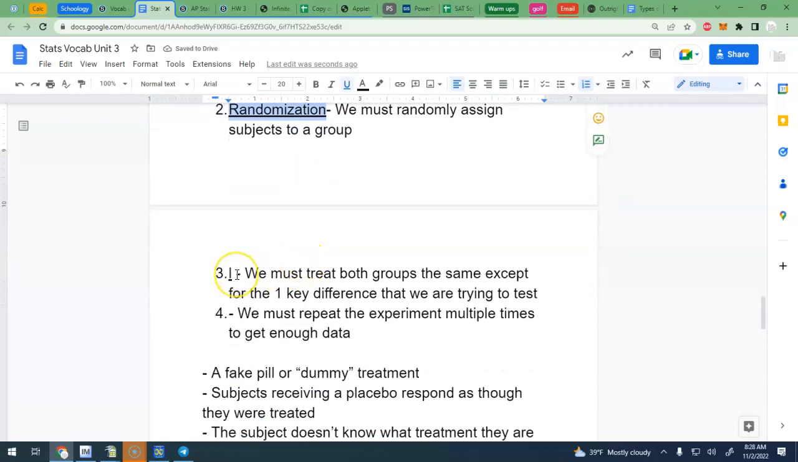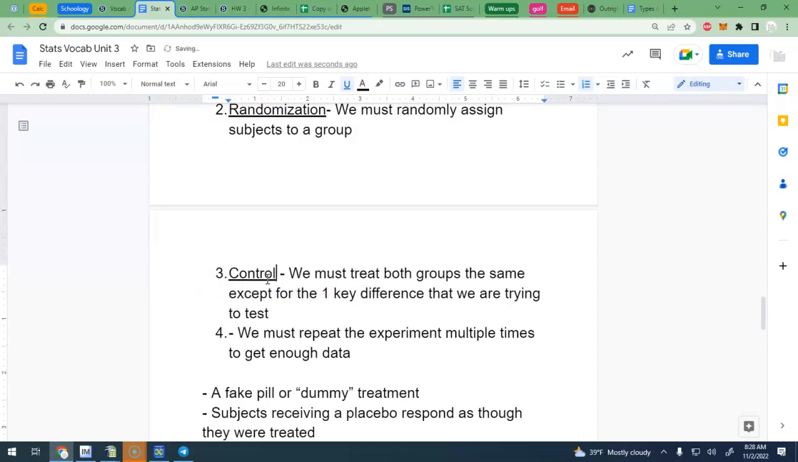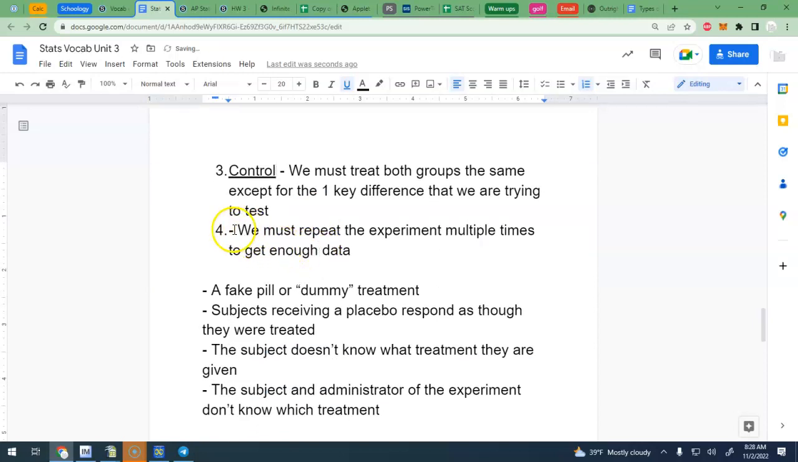This is me summarizing your notes. We must treat both groups the same except for the one key difference that we are trying to test. So what are we doing there? Control. And then we must repeat the experiment multiple times so we get enough data. What's that? Starts with the R. Replication, actually, but repetition is the same idea.